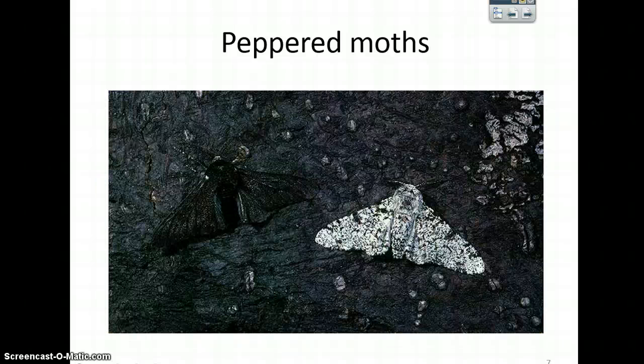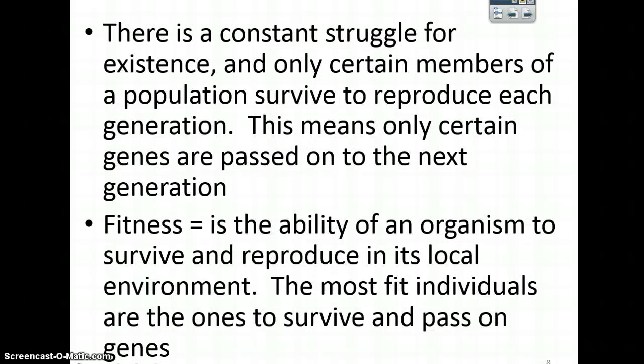And then here is a picture of the dark moth and the white moth on a dark tree, and that white moth distinctly stands out and would easily get eaten by the birds. So really, out in the wild, there's this constant struggle for existence. Only certain members of a population are able to survive and reproduce from generation to generation.